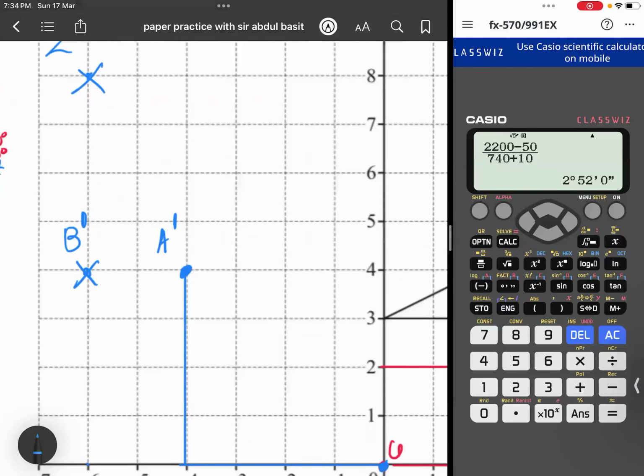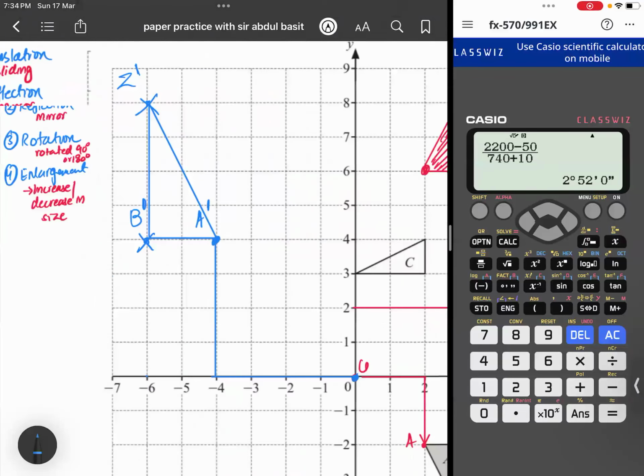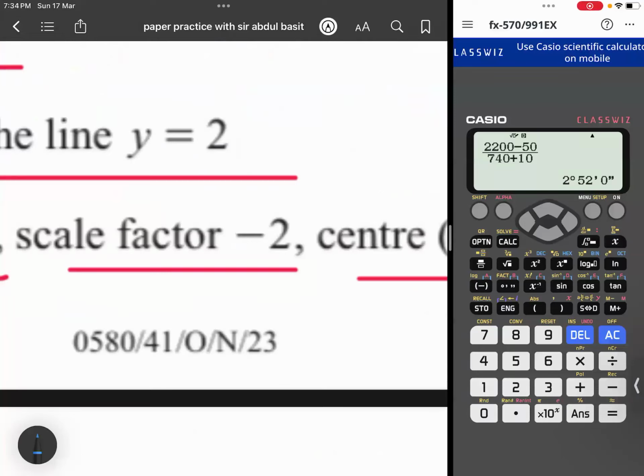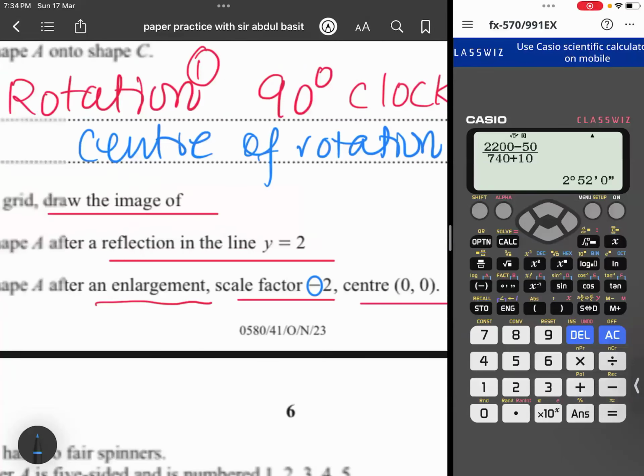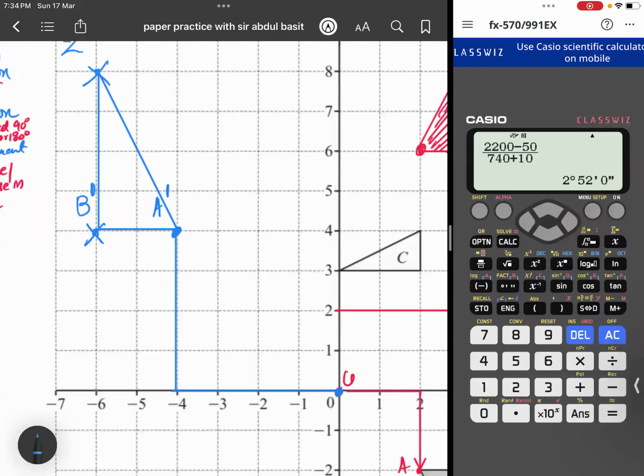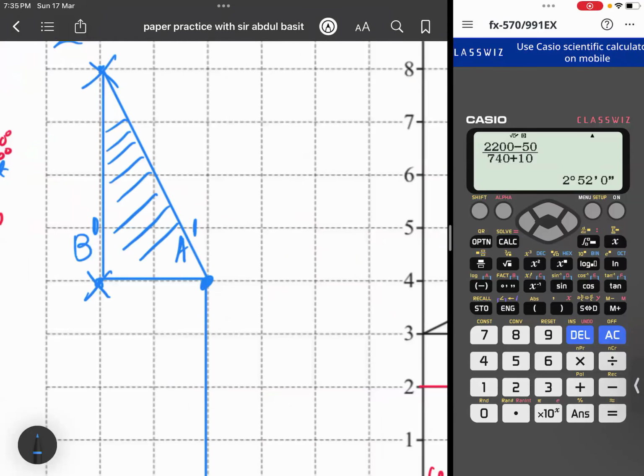If I join this shape, look at these crosses. Now you can see that this triangle is doubled and at the same time it is flipped as well because of this negative scale factor. Negative means flip as well. Got it, everybody? Once you're done with the shape, you can draw some lines inside so that after the scanning process, the paper is visible to the examiner and he can mark your paper.